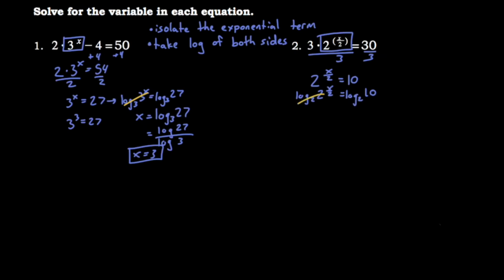On the left side, the log base 2 of 2 goes away, and I have x over 2 left over. And now over here I could type this into my calculator or change it to the log of 10 over the log of 2. And again, that's using the change of base formula. And actually this much, log of 10, I know that because log base 10 of 10 is 1. So x over 2 equals 1 over the log of 2. And now if I just multiply both sides by 2, these will go away, and then I have x equals 2 over the log of 2. As a decimal, that's about 6.6.